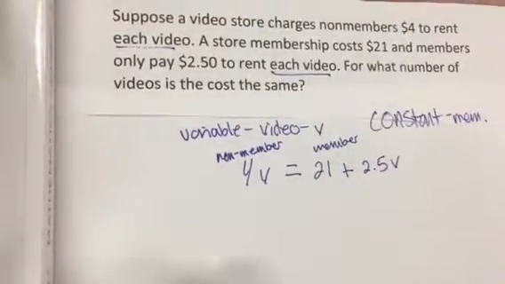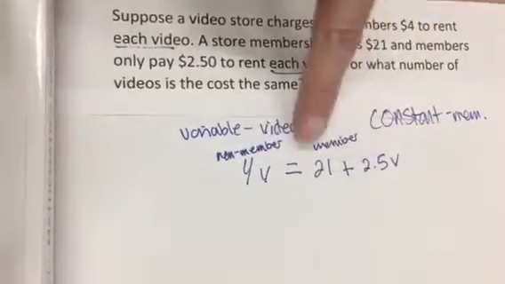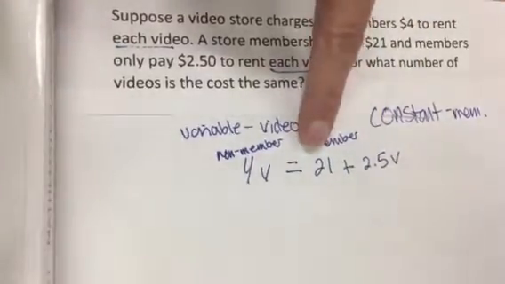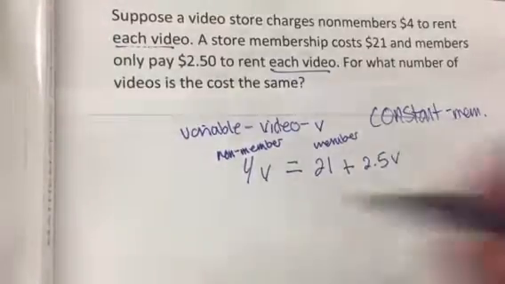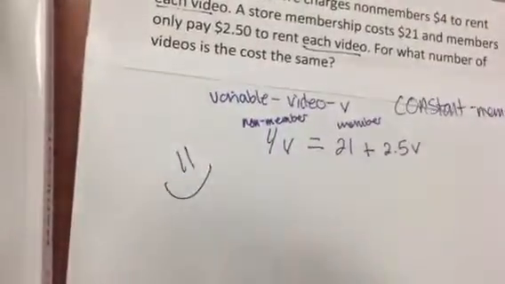See, notice how the other one told you to put this one first and then this one. Well, this one's telling you to do the constant first. Either way, it doesn't matter. We could have put 2.5V first. It doesn't matter, just to make Coach Groves happy. Either way, we're happy.